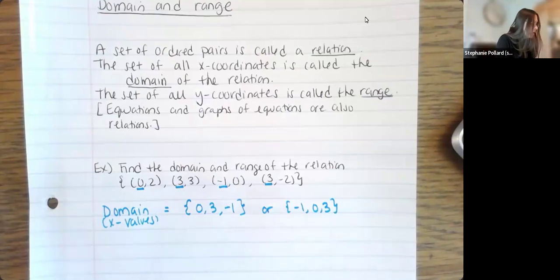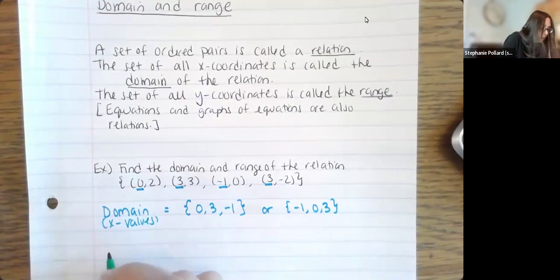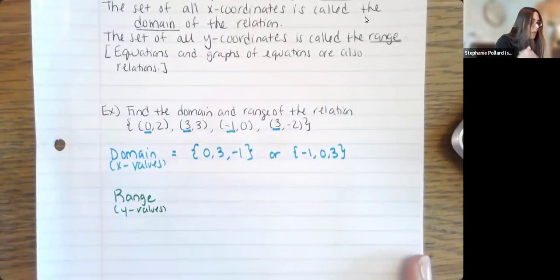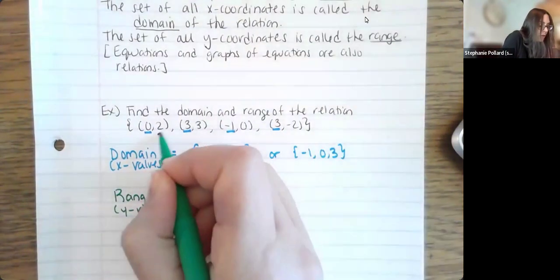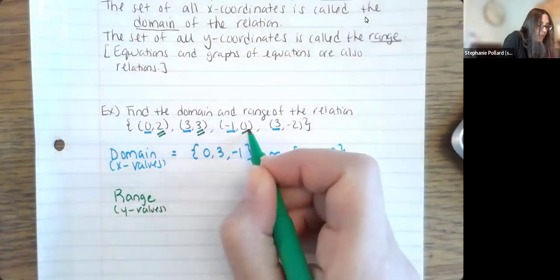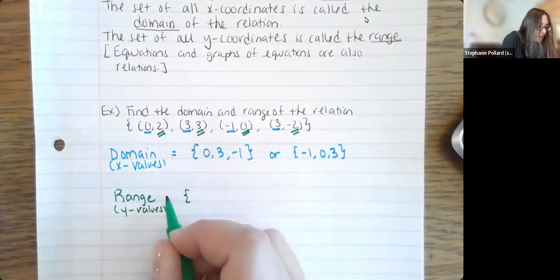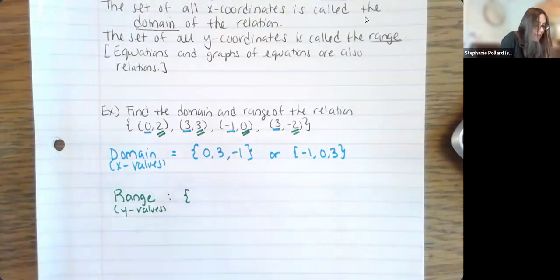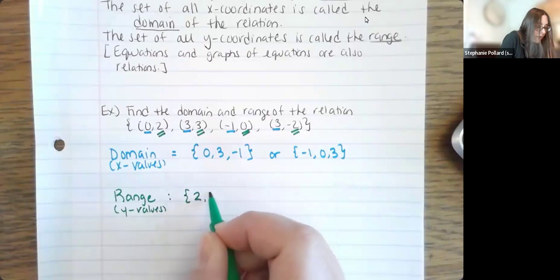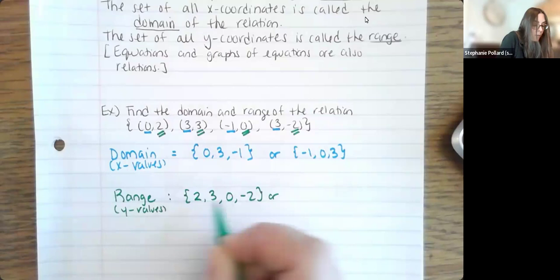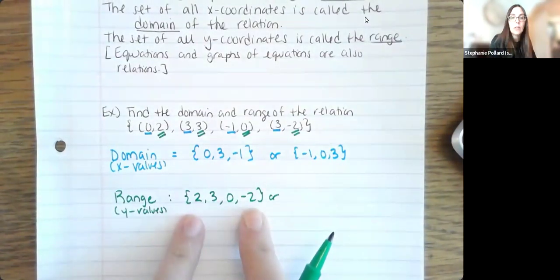For the range, this is the set of all Y values, or whatever your second variable happens to be if you're not using X and Y. So if I look at my points, I can see there's a 2 there, a 3, a 0, and a -2. So I would write it as a squiggly line for a set. I have a 2, I have a 3, a 0, and a -2. Now I do have to write all 4 of these. 2 and -2 are different.